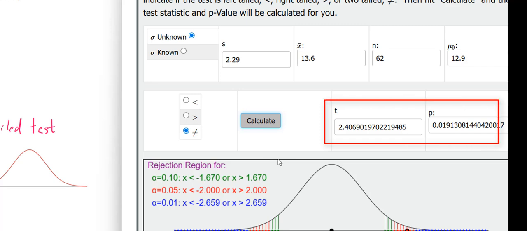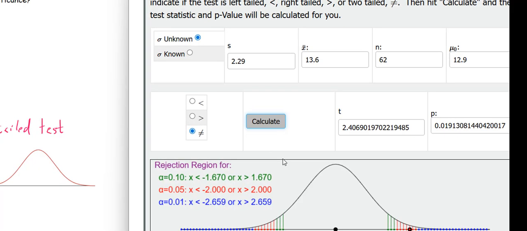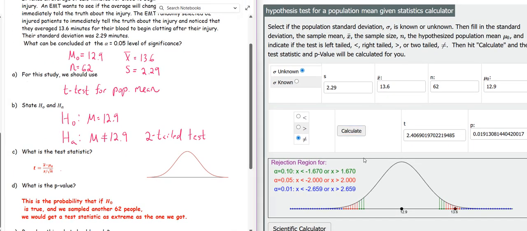And there we get the test statistic and the p-value. There's a formula for the test statistic here, but we don't need that because we're having a calculator do this for us. The test statistic to 3 decimals is 2.407, and the p-value to 4 decimals is 0.0191. So if this is our t-distribution here, then our test statistic is about here, 2.407. And the p-value, since this is a two-tailed test, is twice the area in this tail.